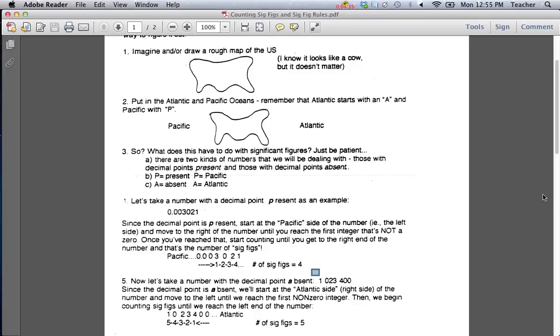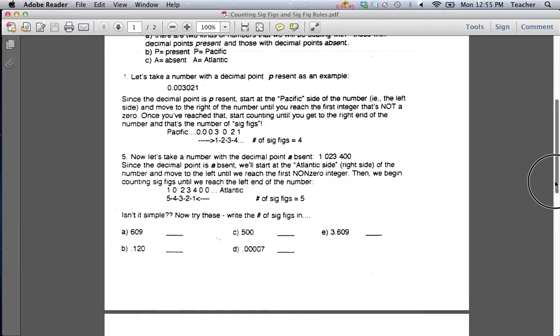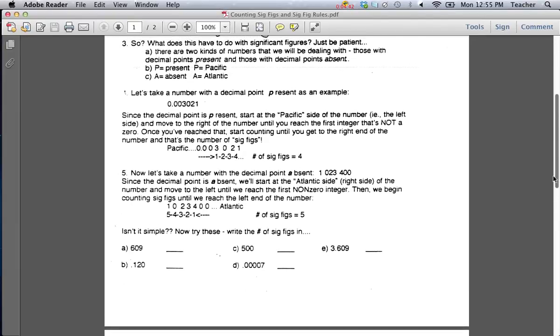Alright, let's move down to the practice. We're going to figure out the number of sig figs in letter A. In letter A, the decimal point is absent, so I'm going to start on this side of the number and move across to the Pacific side. The 9, the 0, and the 6 all count as sig figs, so I have 3 sig figs in that number.